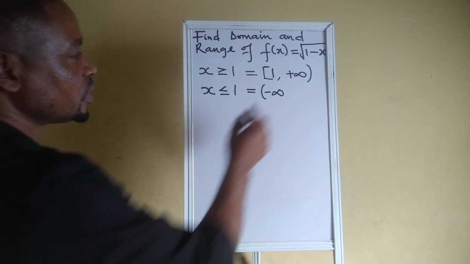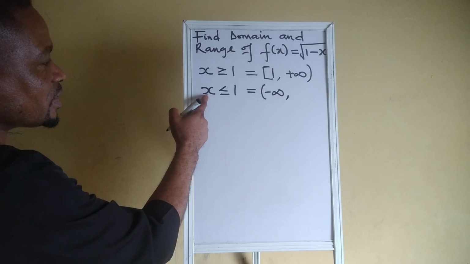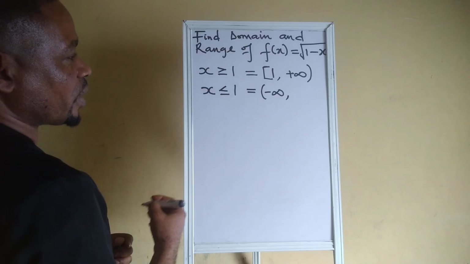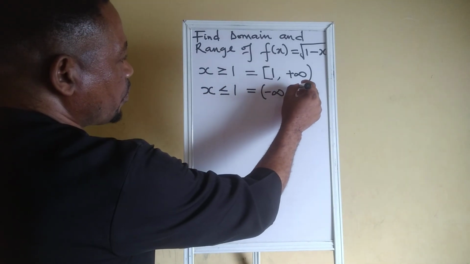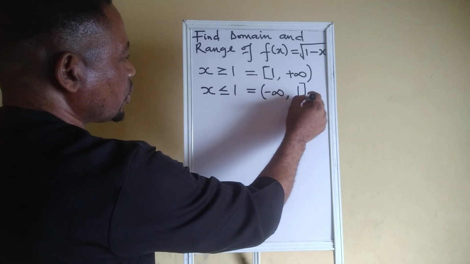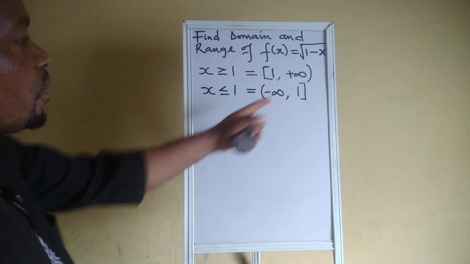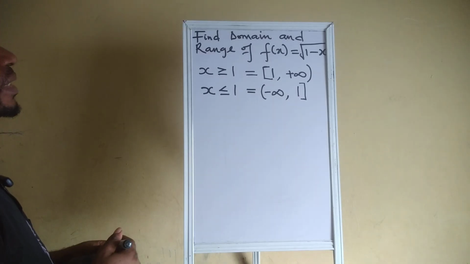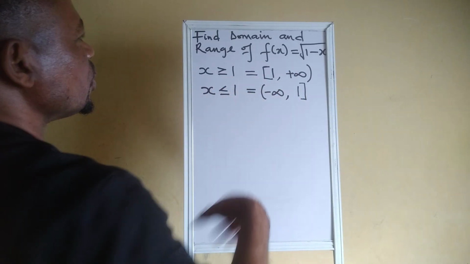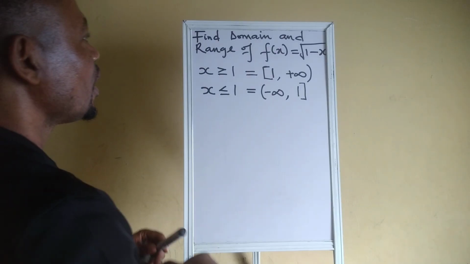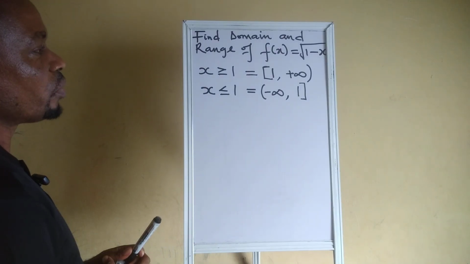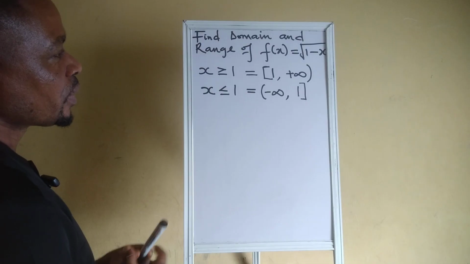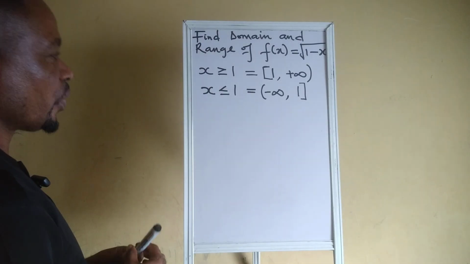Are you with me now? Then comma. Remember, x is less than or equal to 1, which means it stops at 1. I will now put 1, then use the block bracket. The essence of using that block simply means that 1 is also a member. These are the criteria that we use to determine the domain and range of a particular function. Am I communicating now? Now, let's see how we can progress.